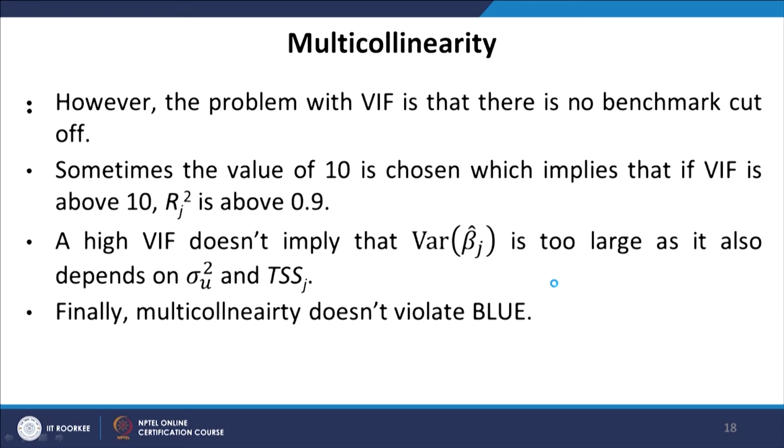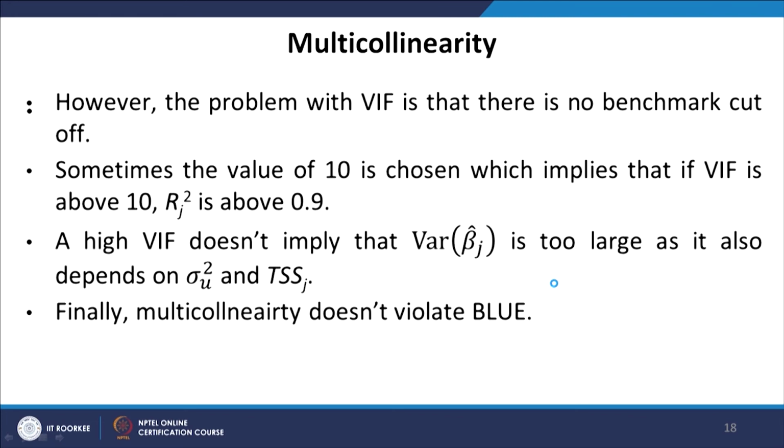However, the problem with VIF is that there is no benchmark cutoff. Sometimes a value of 10 is chosen, which implies that if VIF is above 10, R_j squared is above 0.9. A high VIF does not imply that the variance of beta_j hat is too large, as it also depends on sigma_u squared and TSS_j. This has already been discussed. Finally, multicollinearity does not violate BLUE, the best linear unbiased estimator. This is primarily because, as mentioned in the beginning, it is not part of the CLRM assumptions, the classical linear regression model assumptions.